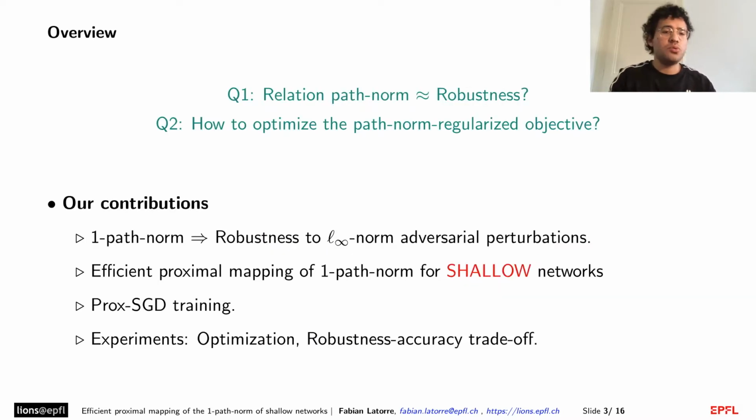However, two crucial questions arise. First, is the path norm also related to how robust the network is to adversarial perturbations? And second, how do we optimize the regularized objective using the path norm?